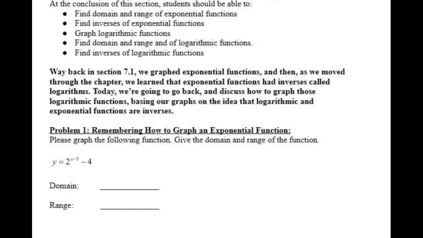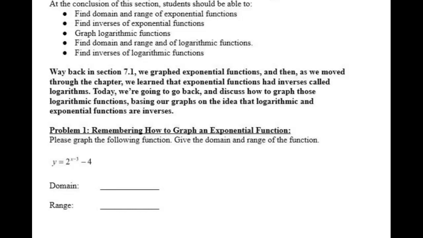By the end of this section, we should be able to find the domain and range of exponential functions, find the inverse of exponential functions, graph logarithmic functions, find the domain and range of logarithmic functions, find inverses of logarithmic functions, and that's about it.